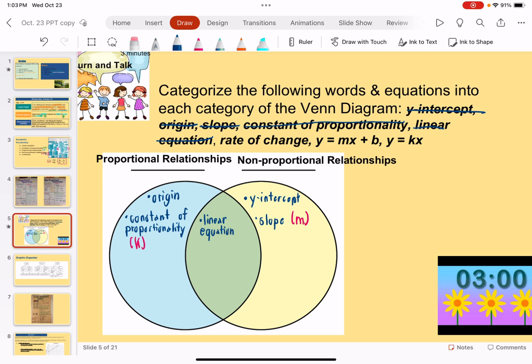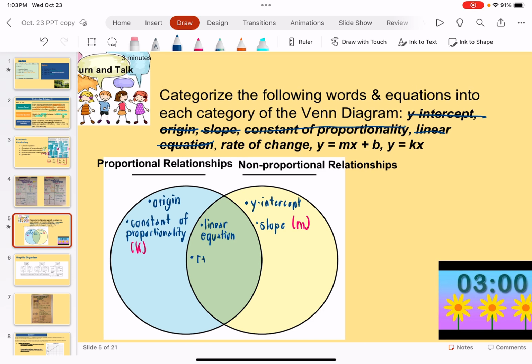And then rate of change works for both slope and constant of proportionality. It's a synonym. It means the same thing. So we're actually going to write rate of change in the middle as well, because rate of change just means your change of y over your change of x. And for slope, if we remind ourselves, the slope formula is y2 minus y1 over x2 minus x1.